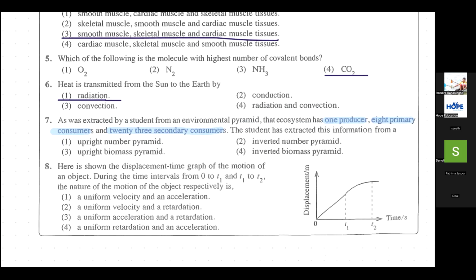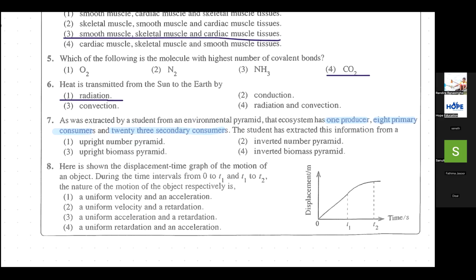Producer 1, primary consumer 8, secondary consumer 23. So that is counting. It is a count, which means this is a number pyramid. In biomass pyramids we talk about mass, but this is a count, so it's a number pyramid.